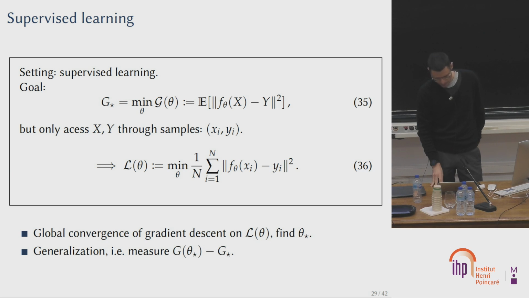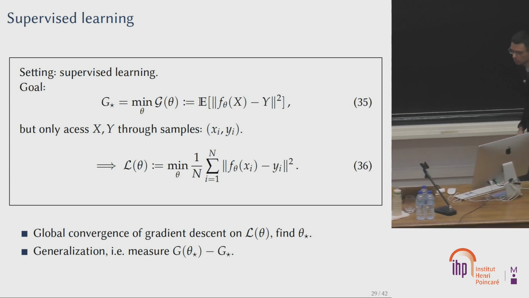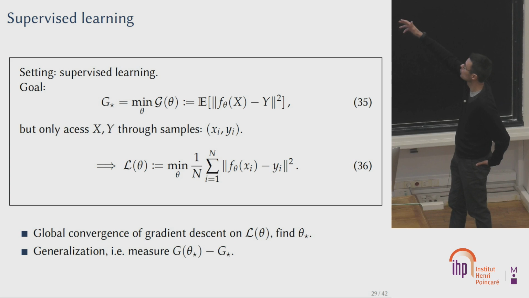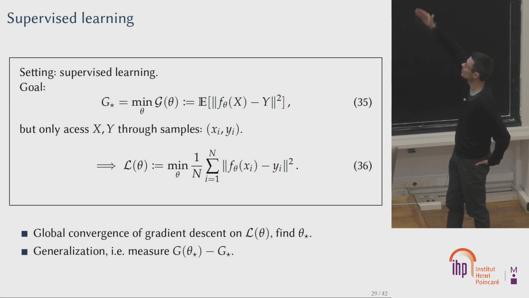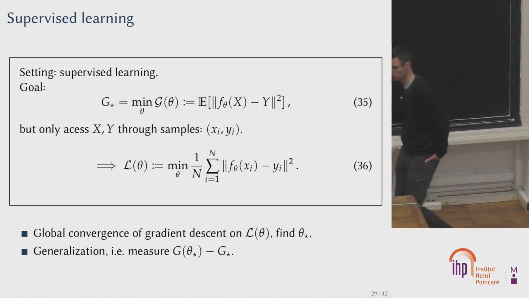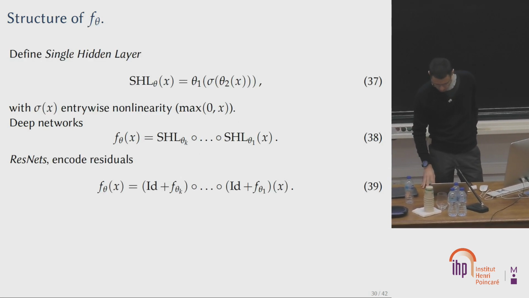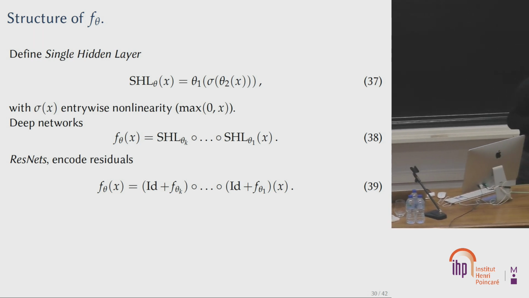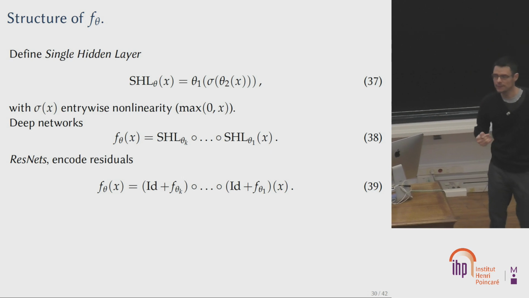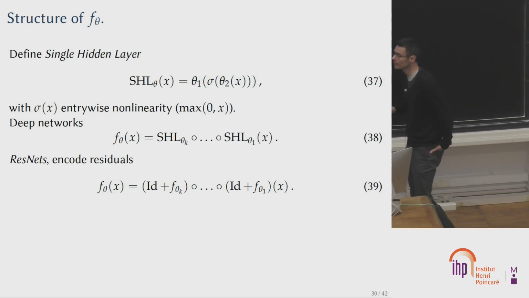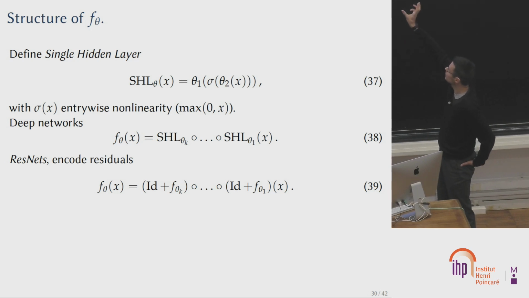What's important, in fact, is the question of generalization, which is essentially to try to minimize the actual true functional G instead of L. But this I'm not going to talk about. I'm just going to talk about the minimization of L, but for a particular structure of f theta, which is going to be a ResNet. So it's a particular case of a deep neural network.